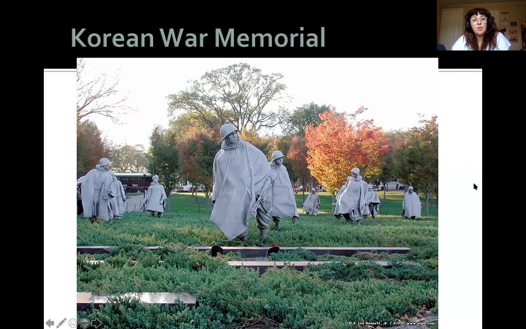We have a Korean War Memorial. It's right next to the Vietnam War Memorial and the World War II Memorial in Washington, D.C. And it is of these soldiers, memorializing the horror and atrocity they faced in the war.